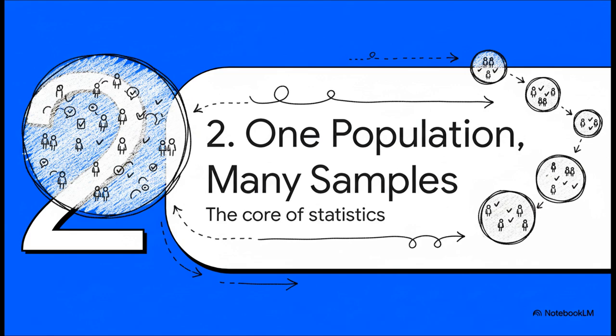Okay, so this is where we need to get a couple of key ideas straight. They're probably two of the most important concepts in all of statistics. First, you've got the population. That's the entire group we're interested in. And then you have a sample. That's just a little slice of that group that we can actually look at.